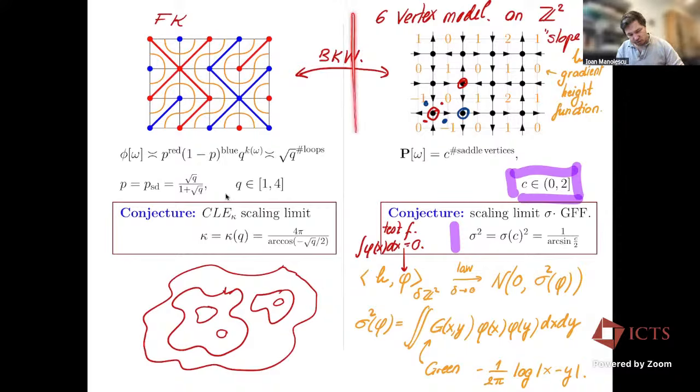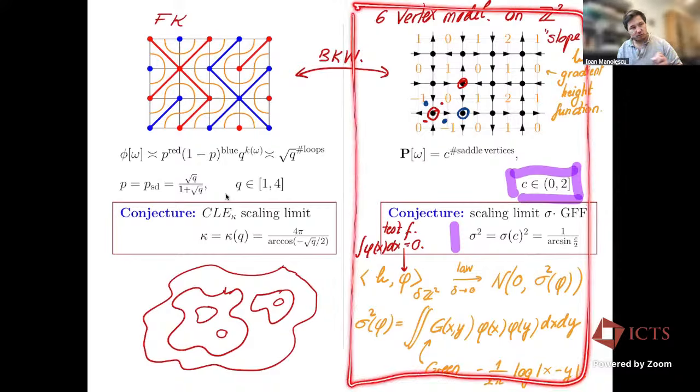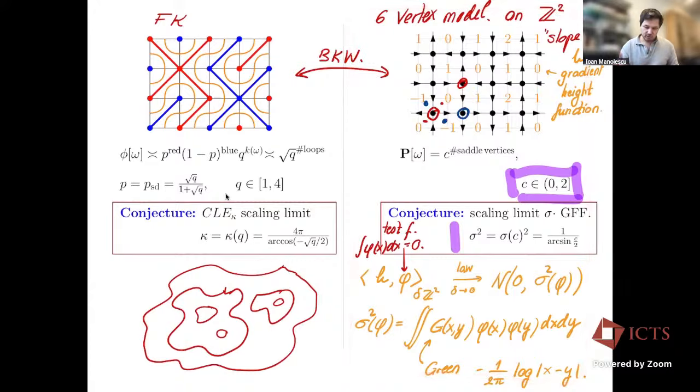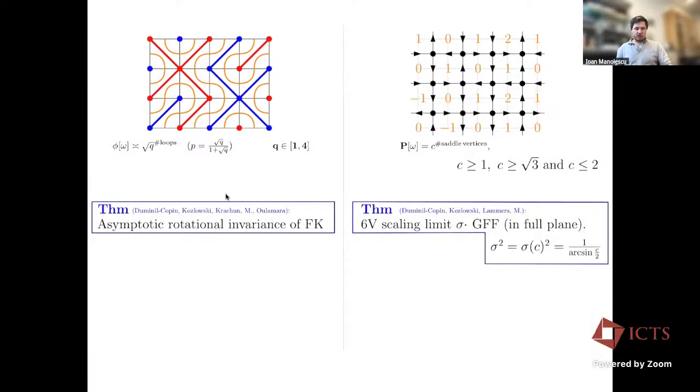This time, we're going to really care about this side of the picture. Okay, so let me announce the theorem. Last week, I talked about this theorem, but didn't have time to actually show you the proof. This week, we will talk about this theorem here, which says that indeed, the full plane 6-vertex model does converge to the GFF, so it confirms the conjecture.